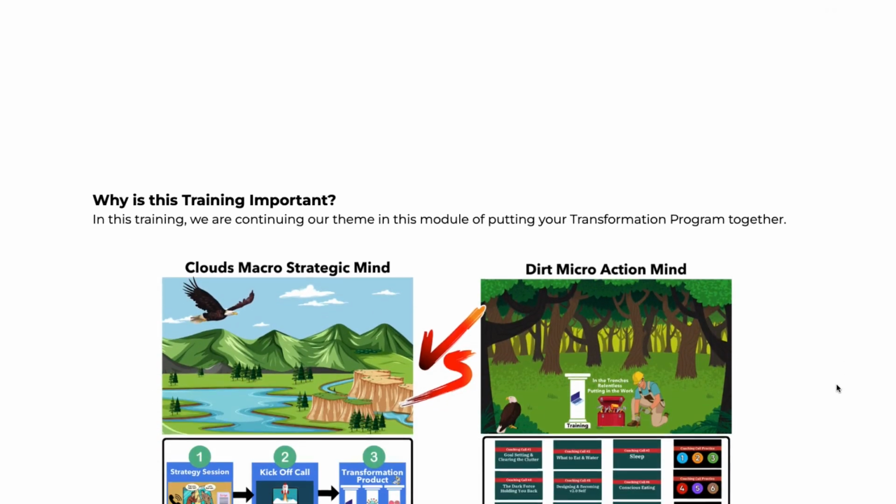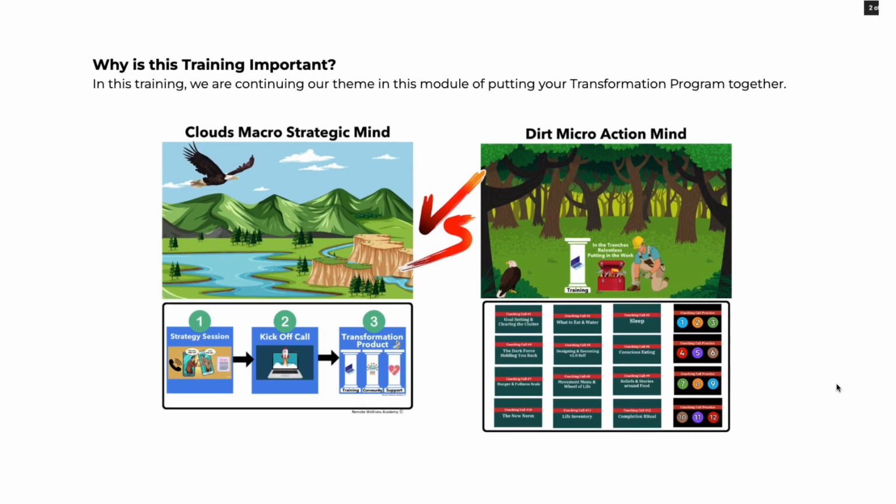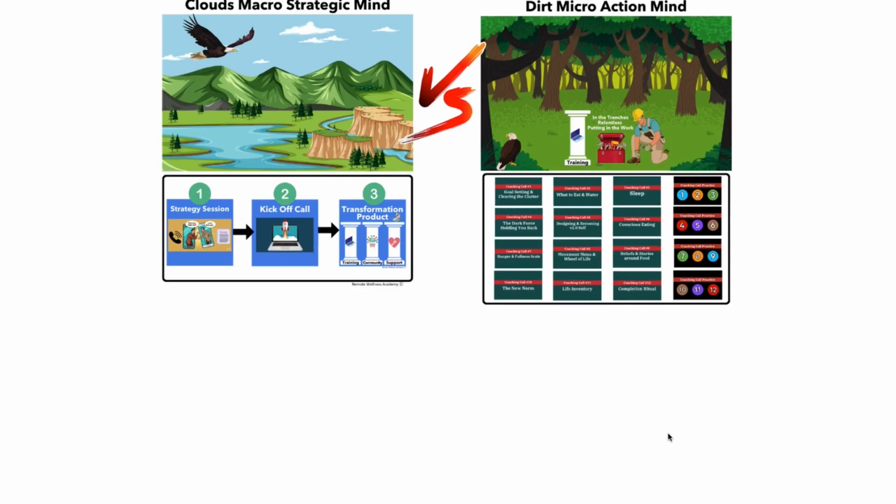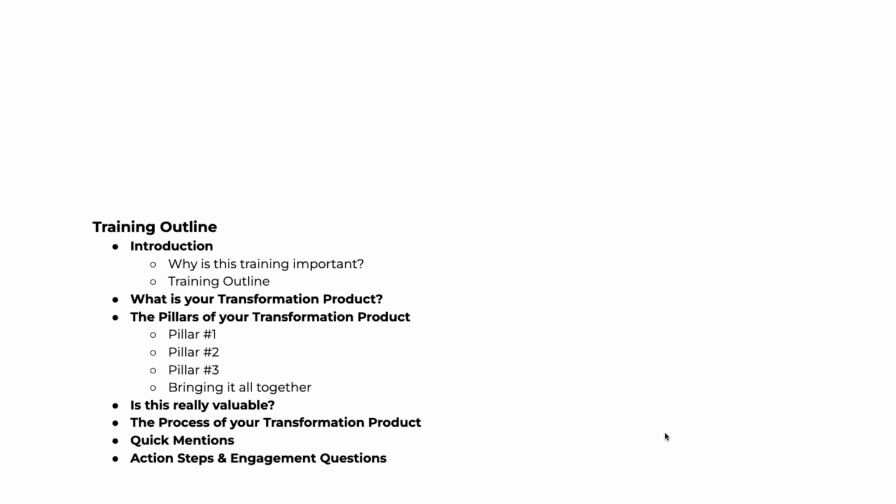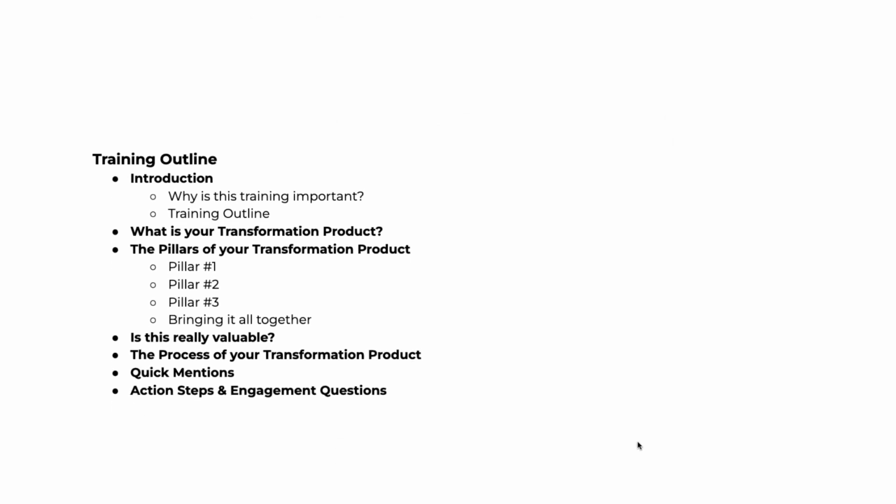So this training is important because we are continuing our theme inside of this module by putting your transformation program together. Inside of this specific training, we are going to go over your transformation program as an overview, and then the rest of this module, after this training as well as after the next training, is going to be all about being in the trenches, putting in the work, and taking action. So let's hop right into it. As always, we have the training outline available for your reference inside of the guide.